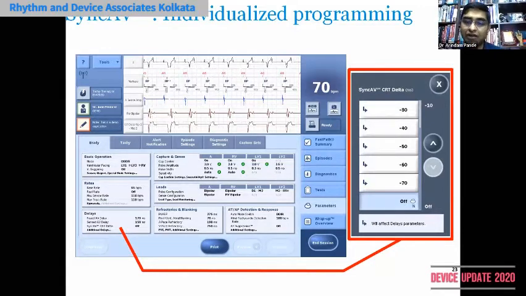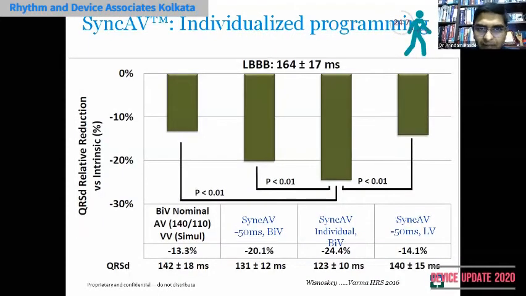By doing that, we can do many things. We can change the ECG, and the QRS duration can be adjusted, which is not possible with other algorithms. I'll come to that later. So it's very easy. It's not very complex. Individualized programming is the very important benefit of SyncAV.